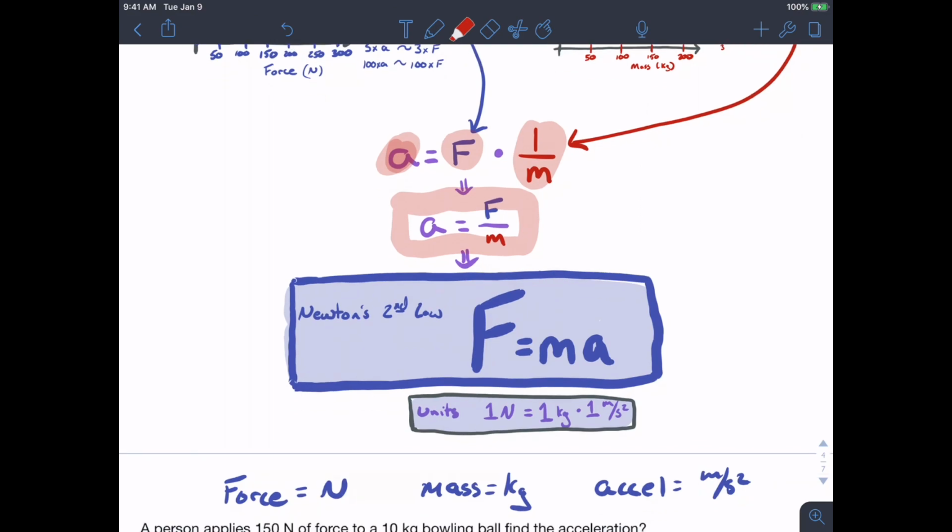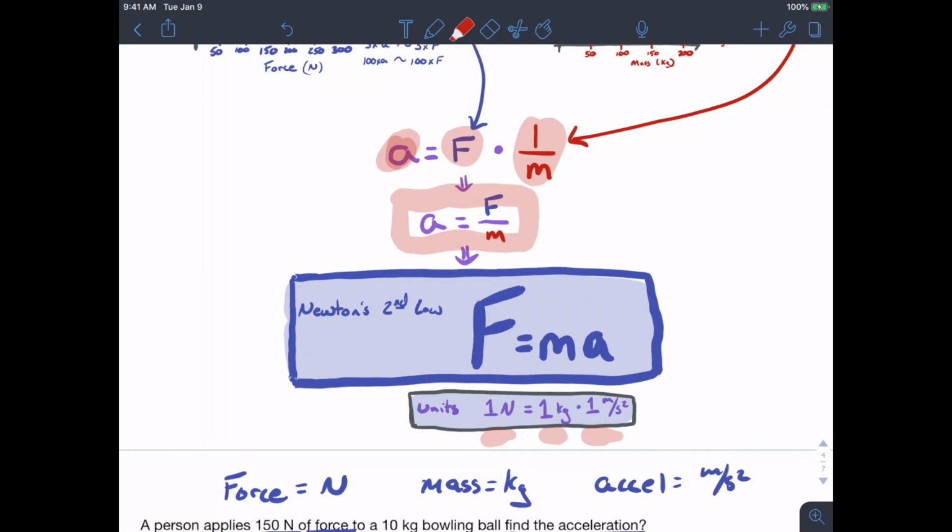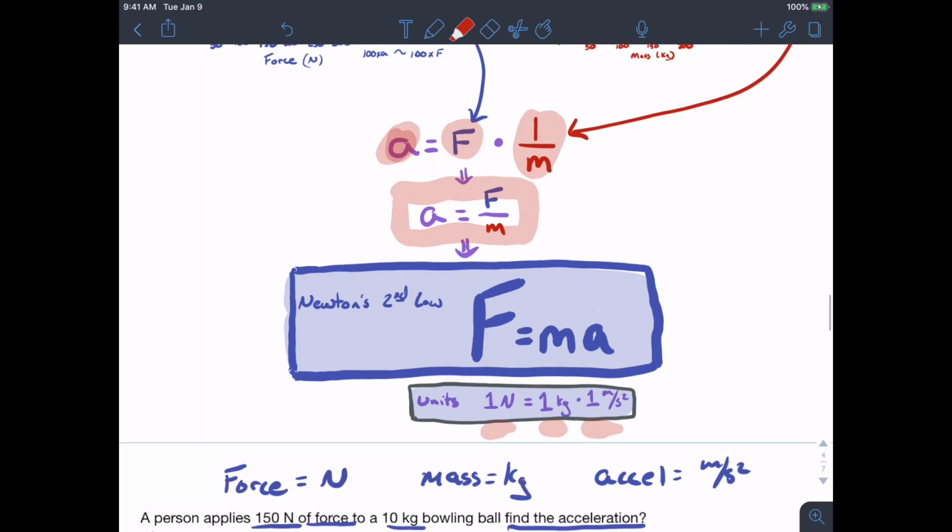This also helps us define what a Newton is. A Newton is simply just 1 kilogram being accelerated at 1 meter per second squared. Now you'll notice I've said some units there: force, mass, acceleration. You can see that force is in newtons, mass is in kilograms, and acceleration is meters per second squared.